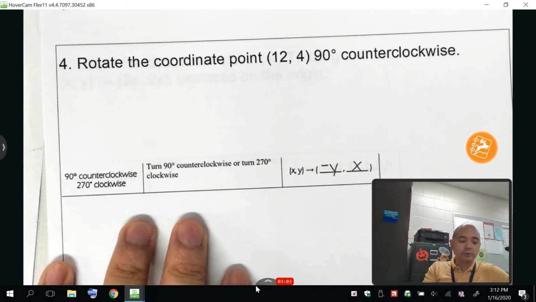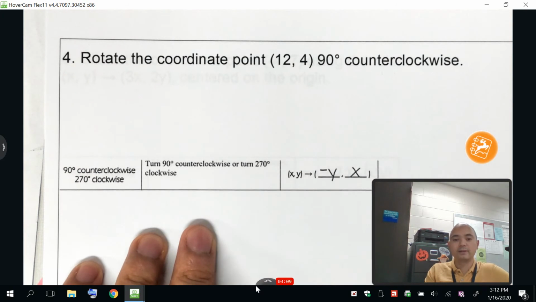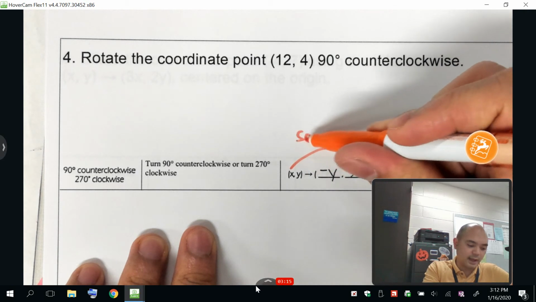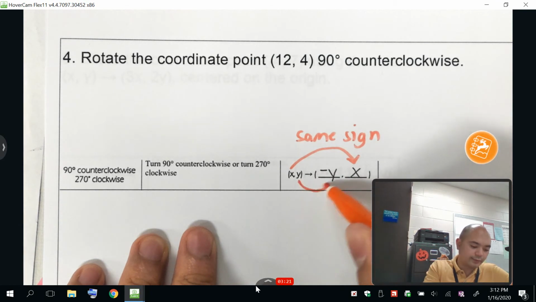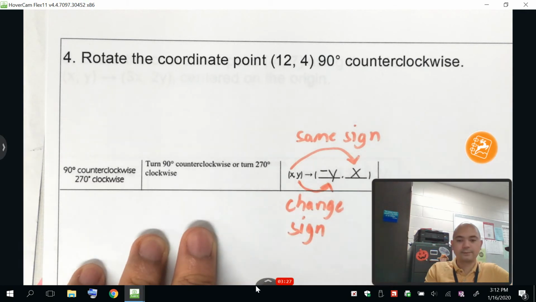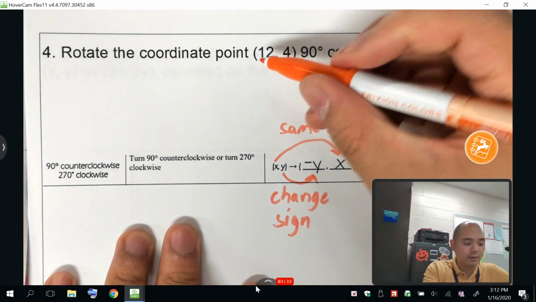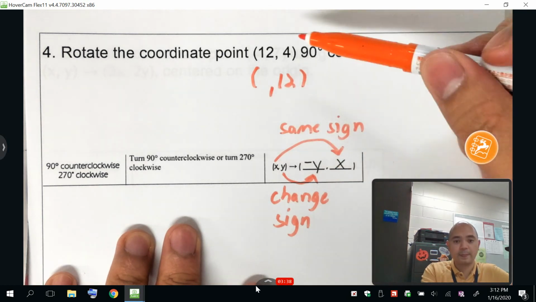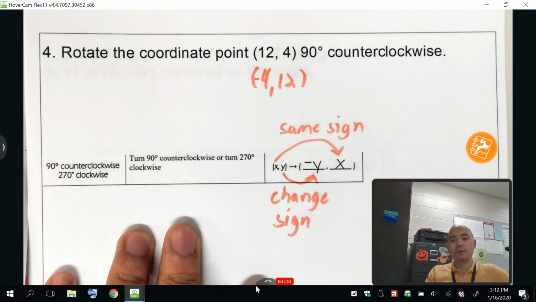Next, rotate the coordinate point (12, 4) 90 degrees counterclockwise. Here's that rule, 90-degree counterclockwise. Your x moves to the back, it keeps the same sign. Your y moves to the front and it changes signs. Okay, take a minute to answer. Your answer should be that 12 moves to the back and keeps the sign. That 4 moves to the front, changing the sign to a -4. So (-4, 12).